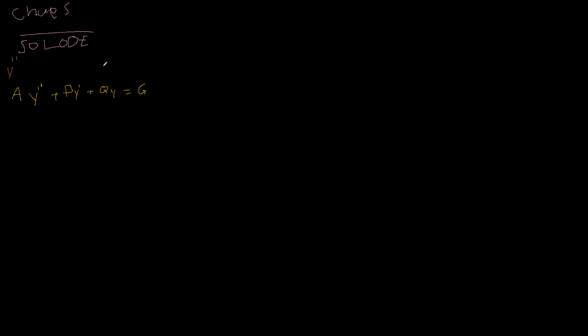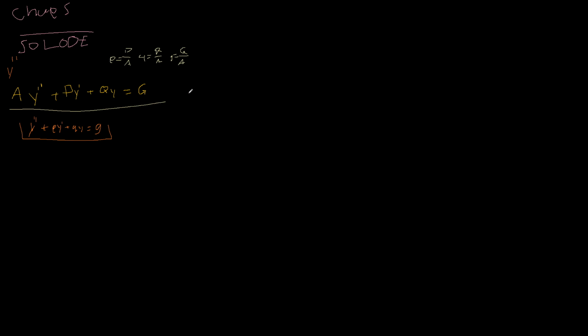And then I'm going to use a simplification. I'm going to use small p equals big P over A, small q equals big Q over A, and small g equals big G over A, right? So we can simplify this equation as y double prime plus small p y prime plus q y equals small g. So this is what these equations look like.